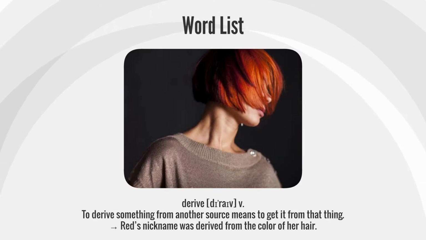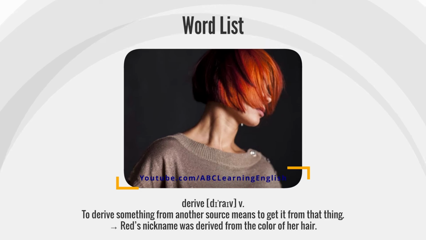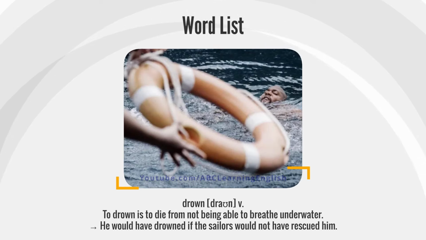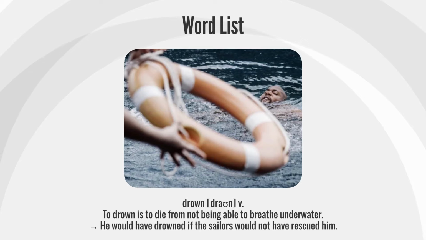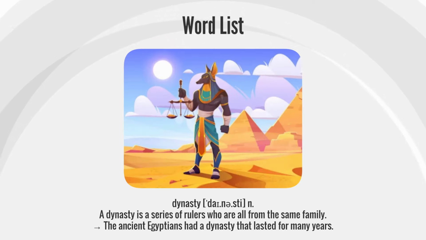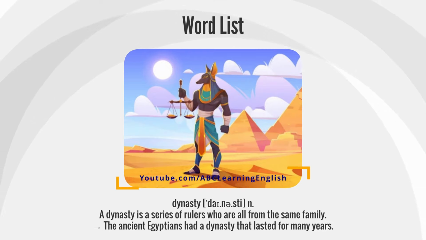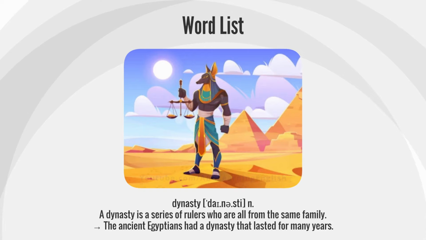Derive. To derive something from another source means to get it from that thing. Red's nickname was derived from the color of her hair. Drown. To drown is to die from not being able to breathe underwater. He would have drowned if the sailors would not have rescued him. Dynasty. A dynasty is a series of rulers who are all from the same family. The ancient Egyptians had a dynasty that lasted for many years.